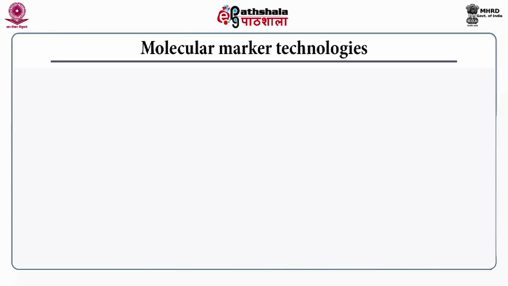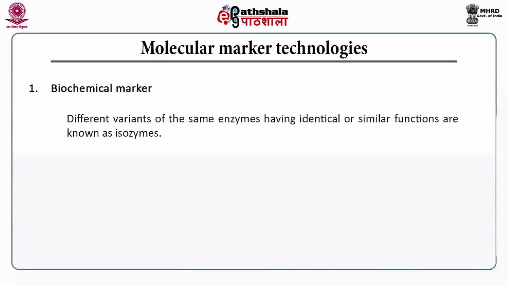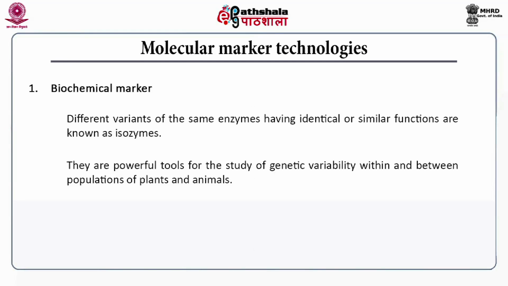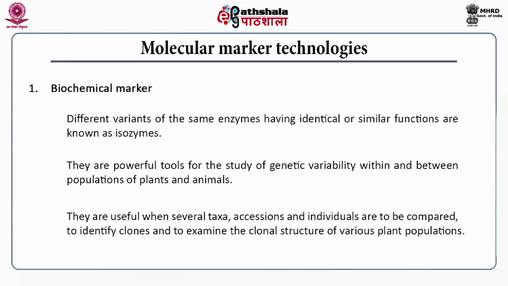Now, the second approach is the use of molecular marker technologies for biodiversity conservation. Molecular marker technologies discussed here include biochemical markers. Different variants of the same enzyme having identical or similar functions are known as isozymes. They are powerful tools for the study of genetic variability within and between populations of plants and animals. They are useful when several taxa, accessions and individuals are to be compared to identify clones and to examine the clonal structure of various plant populations.